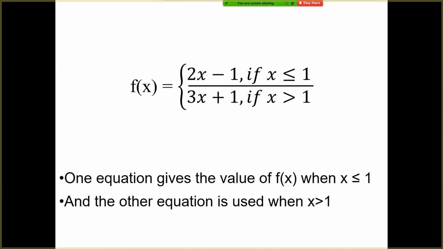So if I ask you to find f of 5, you have to decide which one of these constraints 5 falls under. Is it less than or equal to 1 or is it greater than 1? Greater than 1, so you would use this equation here, down at the bottom. So since x is greater than 1, we would use this equation here. We're going to practice that on the next slide.